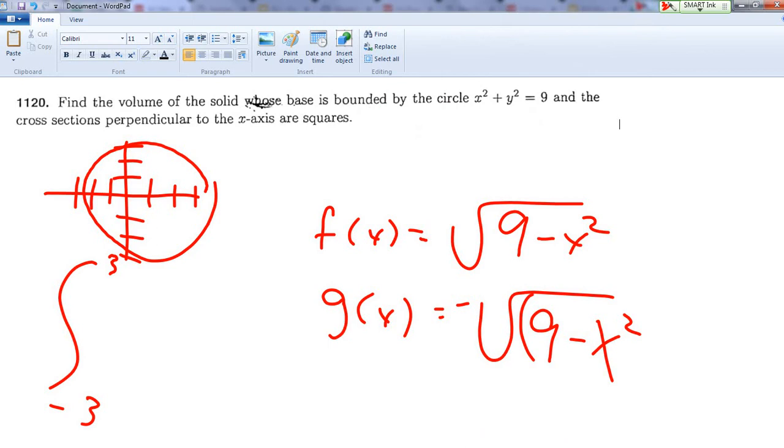So I'm integrating. I want to build squares on this, right? So what's my formula going to be? F minus G, squared.